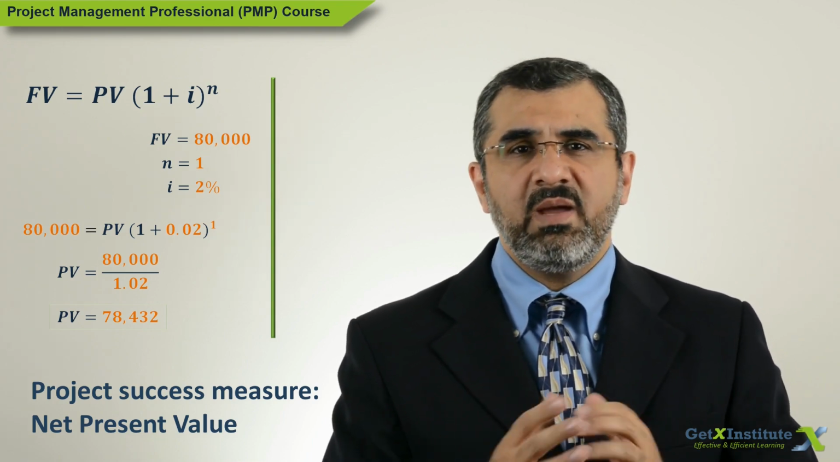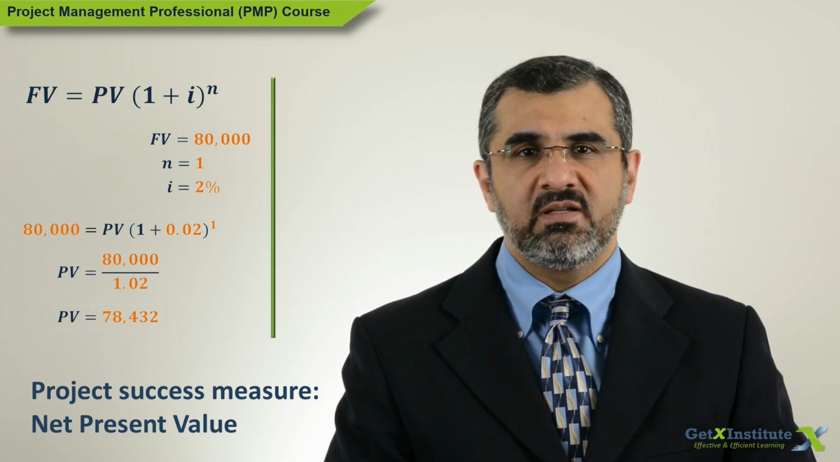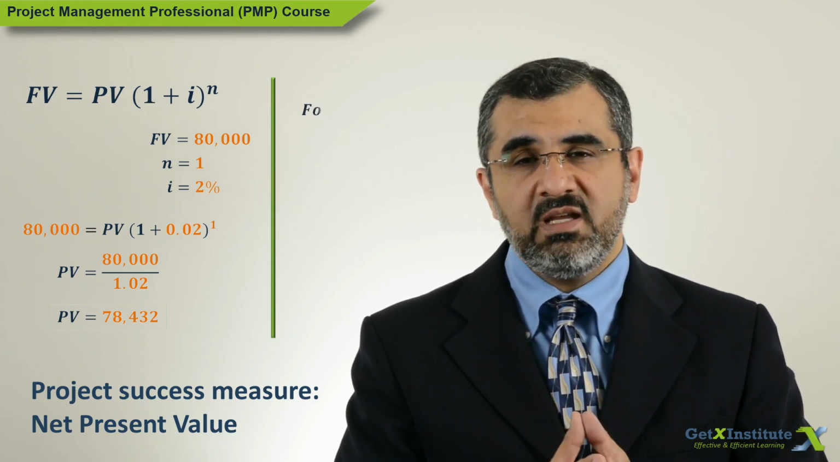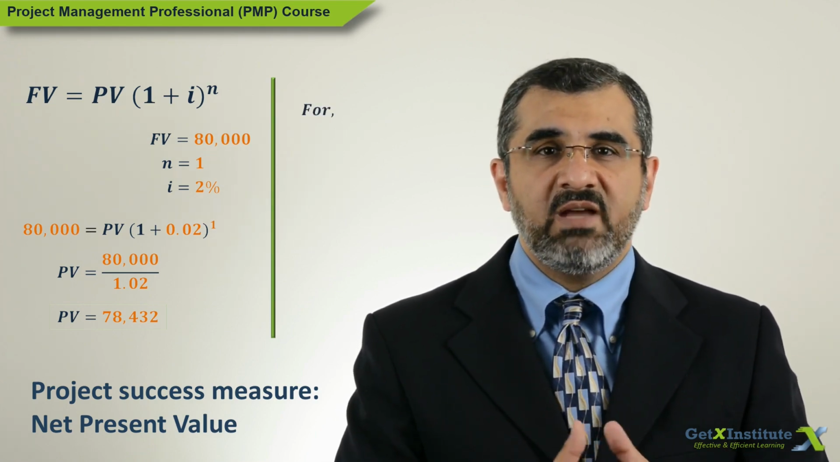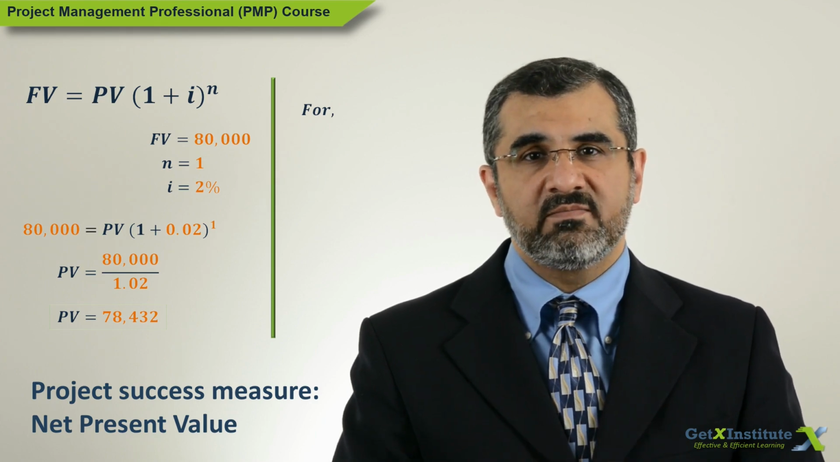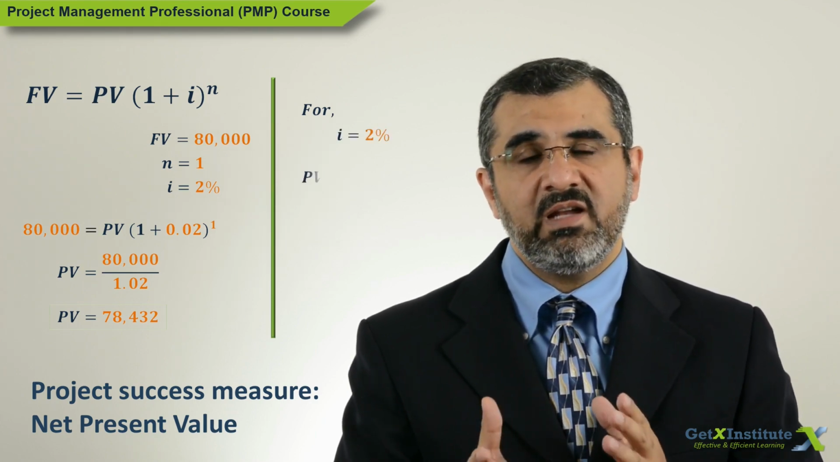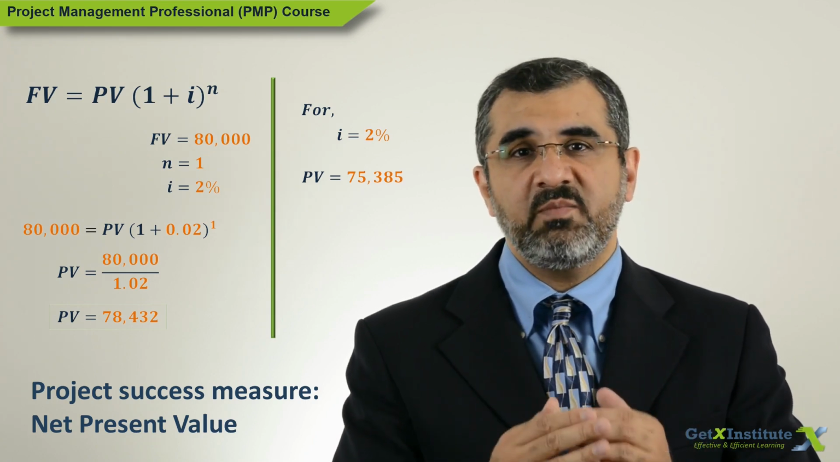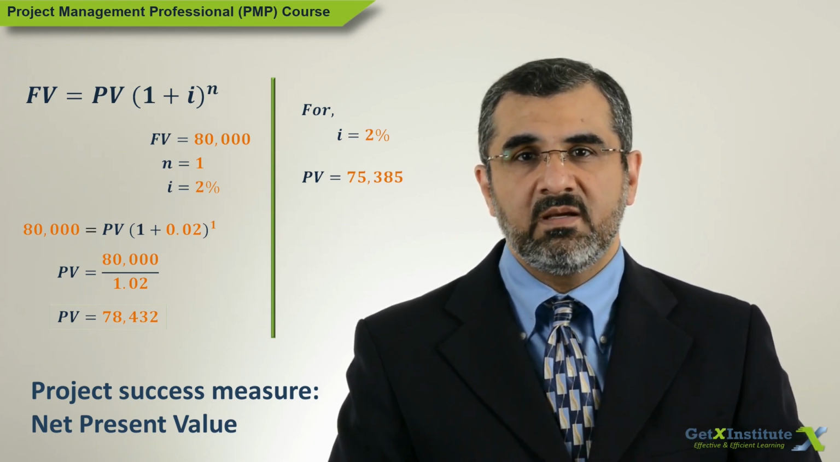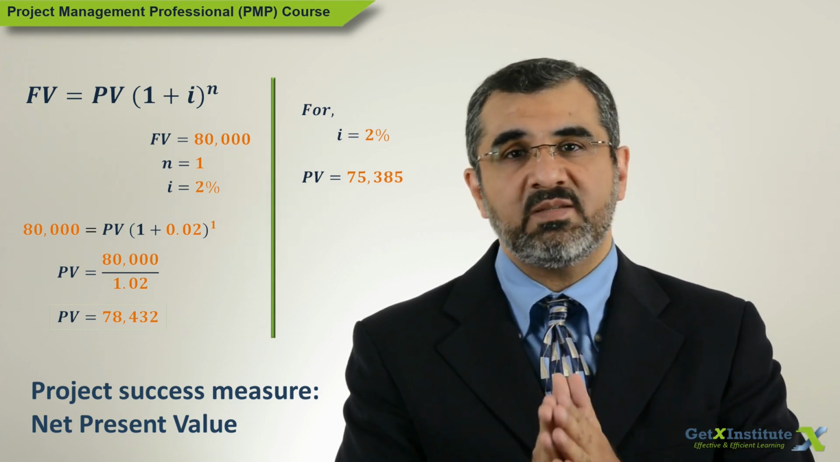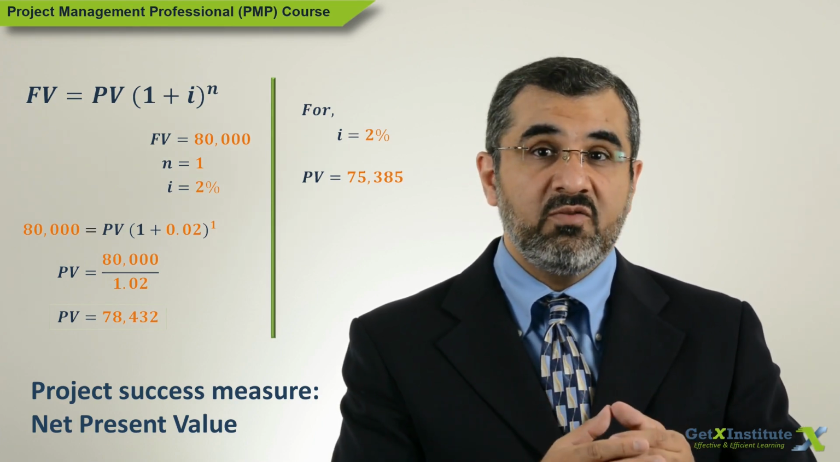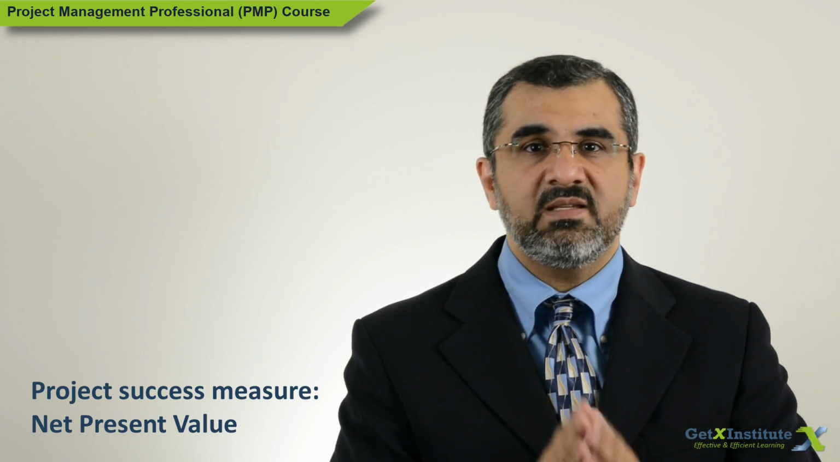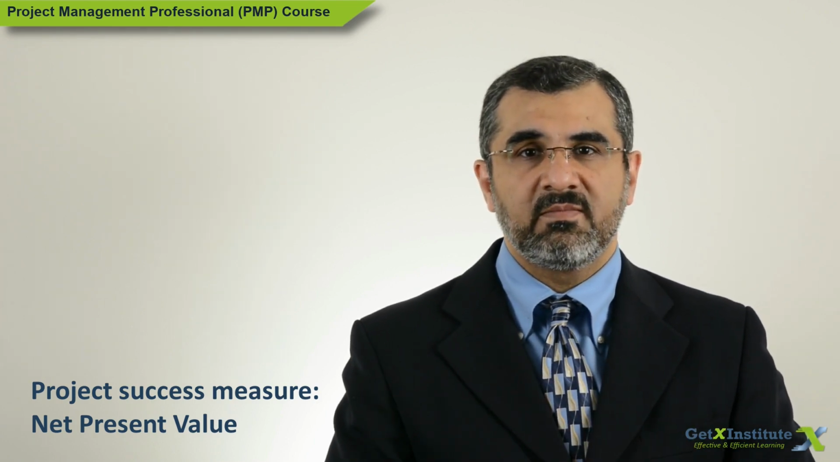Say the salary remains at 80,000 for next 3 years. By putting N as 3, the PV comes to 75,385. So you can see that the later it is, the lesser the present value of the money. This is true for both revenue and expenses. So collecting revenues earlier and delaying expenses is the ideal approach.